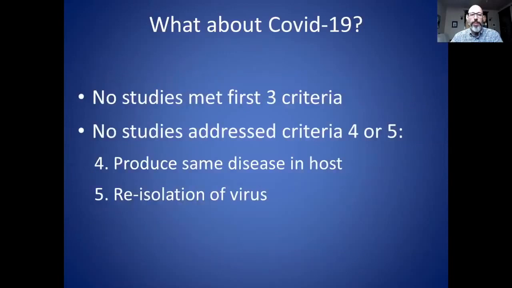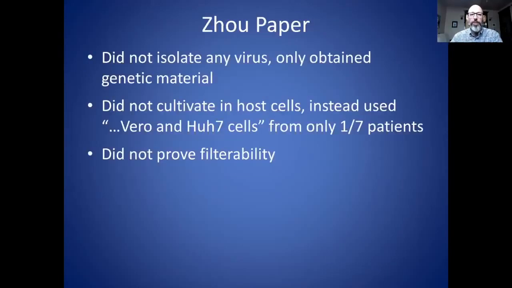So out of what I found, none of the studies met the first 3 criteria. No studies tried to address criterion 4 or 5, which is inoculating the isolated particle into a healthy host and causing the disease, or re-isolating it from that person. So this was just not done at all, not attempted. If criterion 4 and 5 were never attempted, you can already, just from that, conclude that it has not been proven, to be fairly confident, that this is a cause of any illness. But let's look a little bit closer.